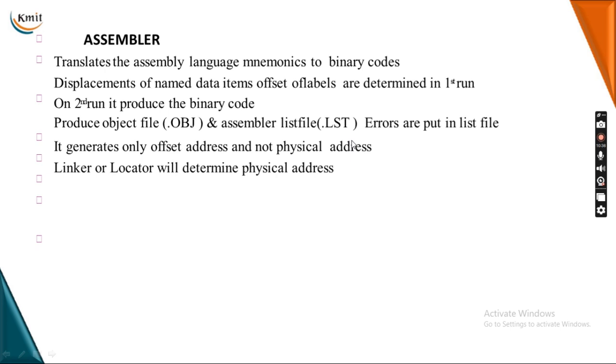So what is this list file? Errors are put in the list file. It generates only offset addresses, not physical addresses. It does not generate any physical address. The linker or locator will determine the physical address. Clear? These first two are useful for assembly language: first the editor, second the assembler.